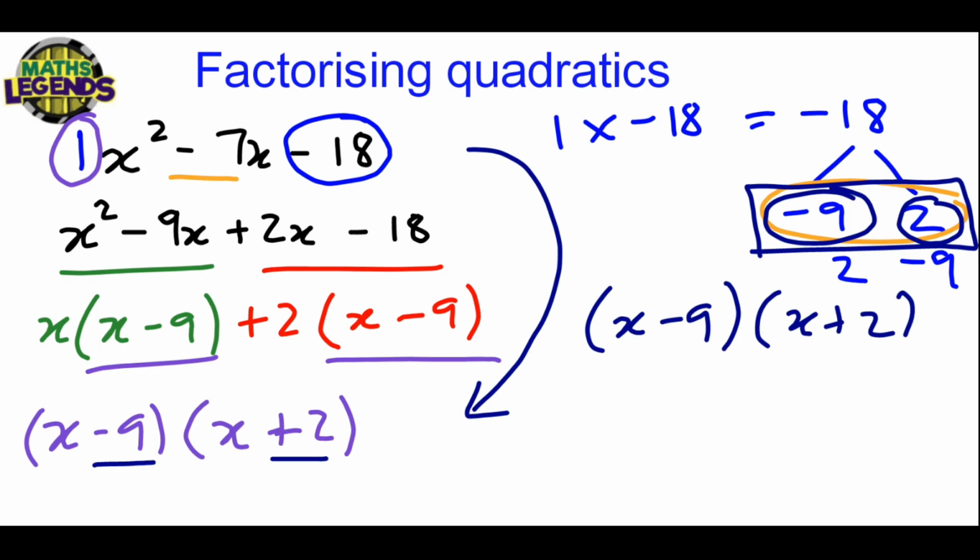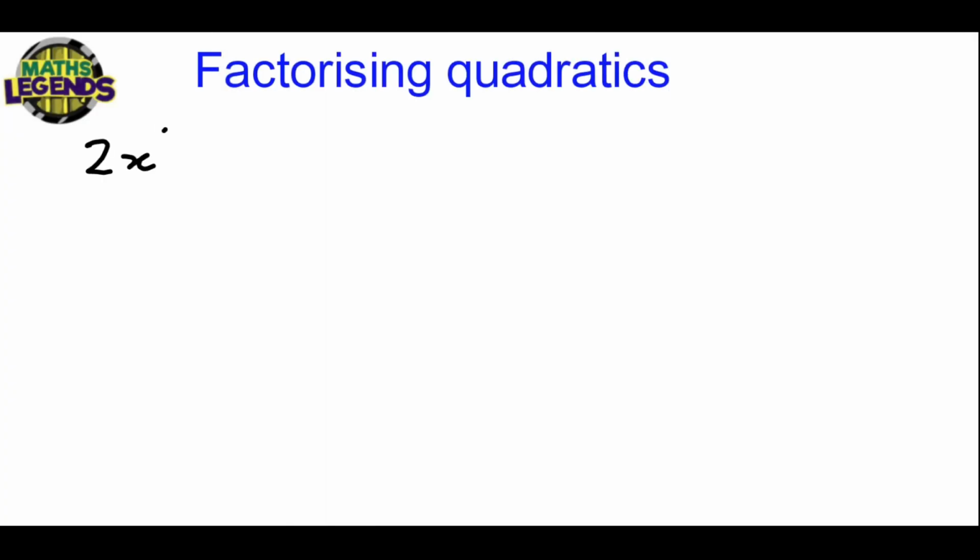So as a shortcut, yes, the pairs can be used directly to write down your answer, but when the number in front of x squared is more than 1, you will need the method that we have just gone through. So let's look at an example where the number in front of x squared is more than 1. 2x squared plus 6x plus 4. The number in front of x squared is 2, and the last number is plus 4.